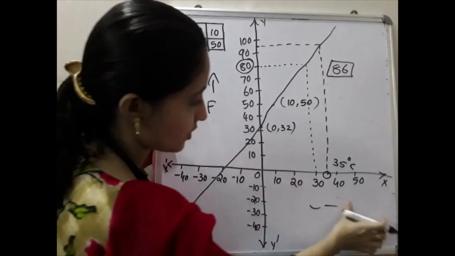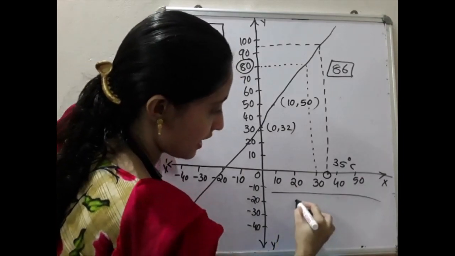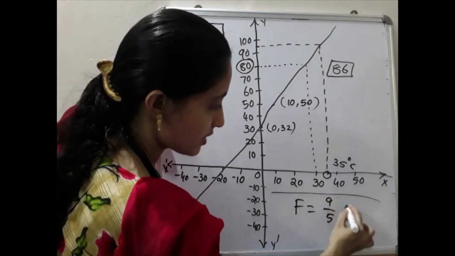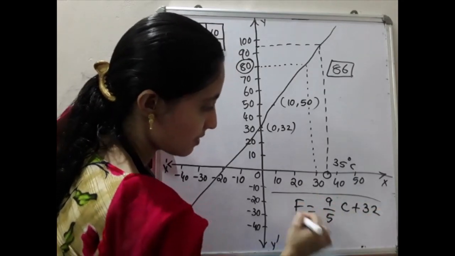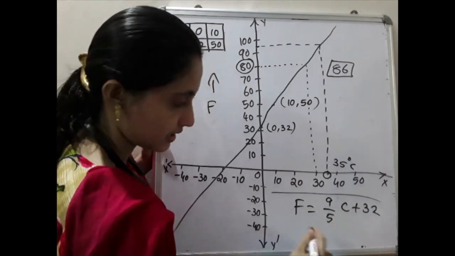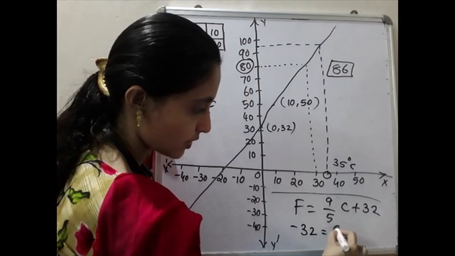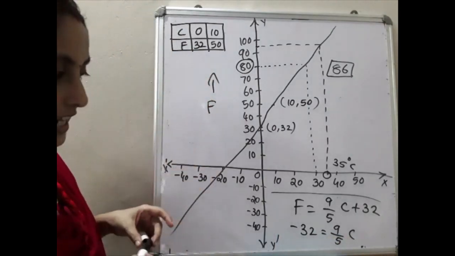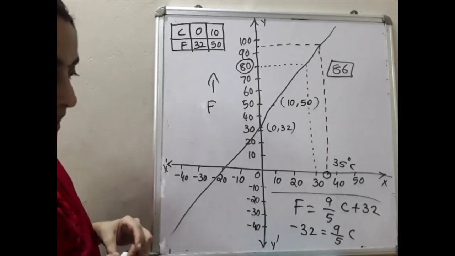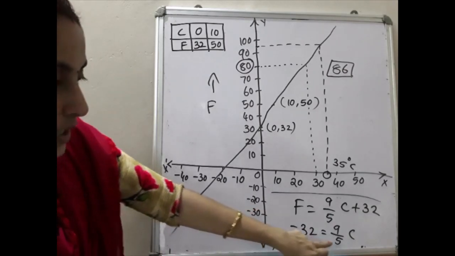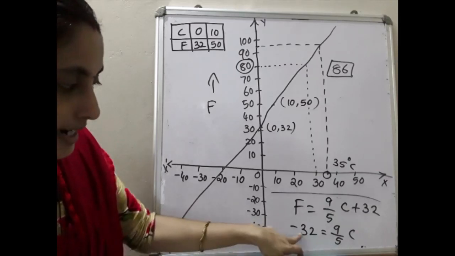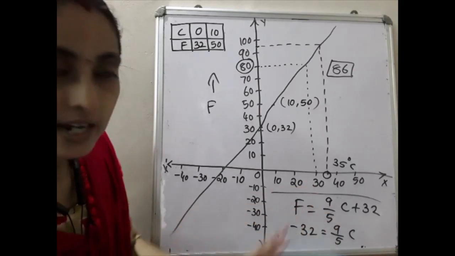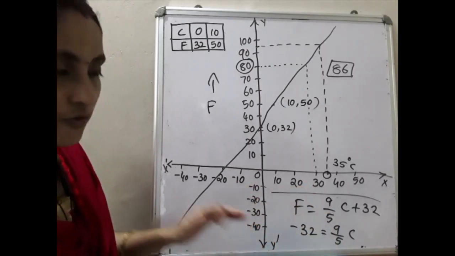It's enough, no space here. So listen here please. F is equal to 9 by 5 C plus 32. This F will be equal to 0, which means this 32 will move here. So minus 32 is equal to 9 by 5 C. While solving this, you got the answer for C as minus 32 into 5 by 9. That is our answer. Minus 32, and 5 will move to this side, that is minus 32 into 5 divided by 9.